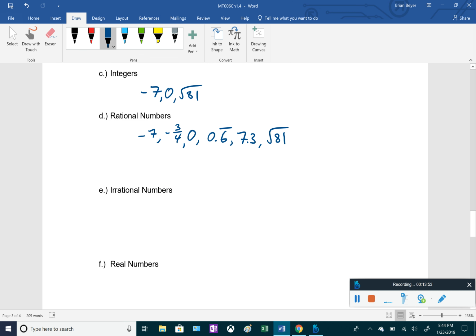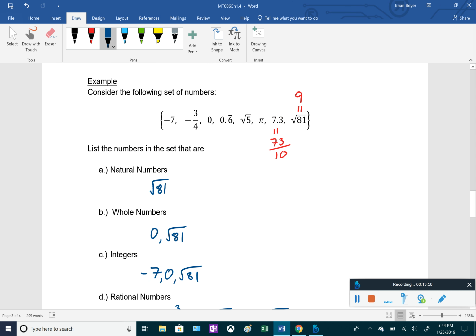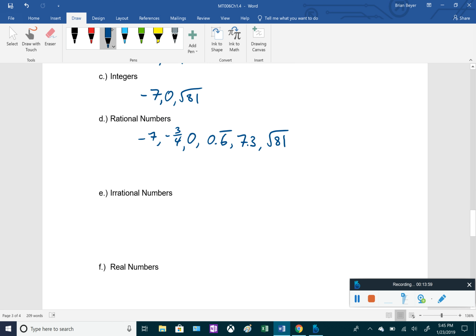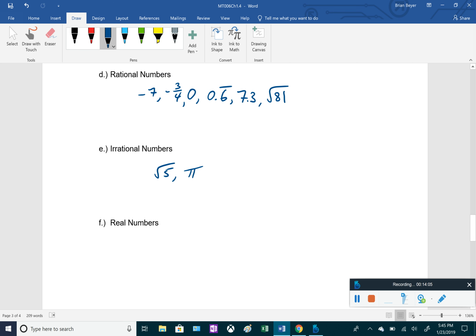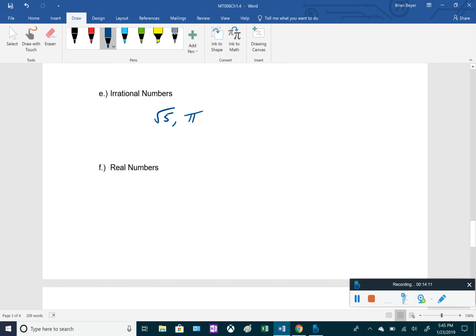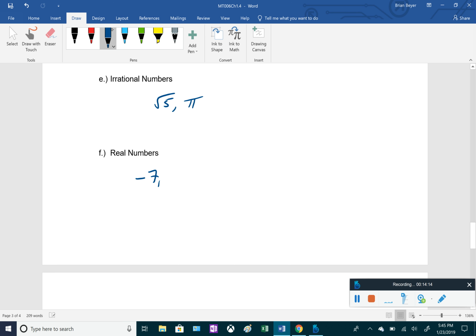Okay, and then for irrational numbers, we have radical 5 and pi. Pi is always irrational. And for real numbers, that's going to be everything. That's going to be rational numbers and irrational. So I'm just going to quickly jot down both sets. So -7, -3/4, 0, 0.6 repeating, radical 5, pi, 7.3, and radical 81.